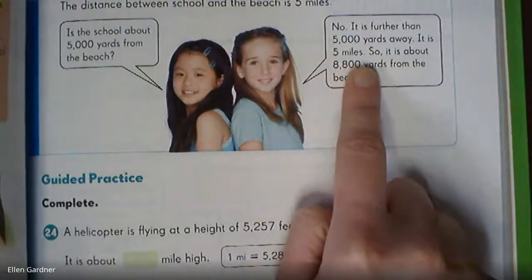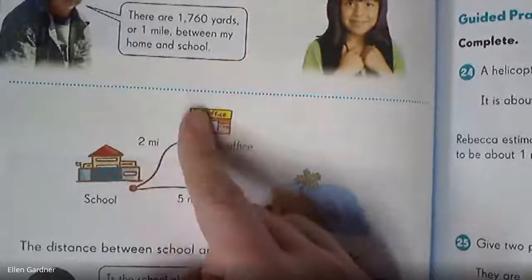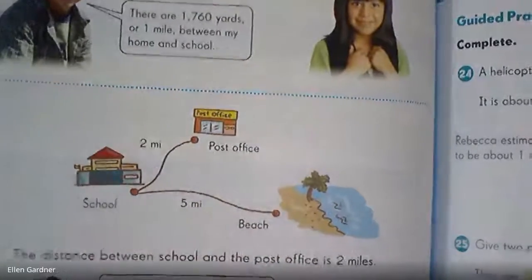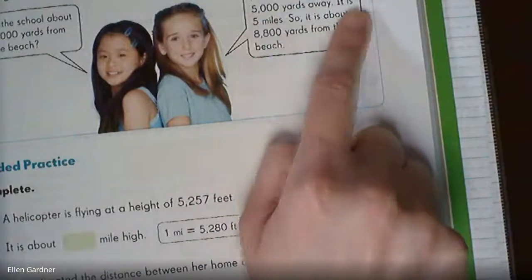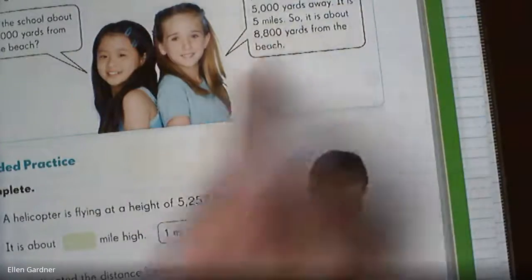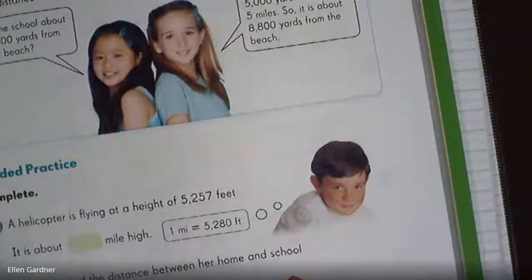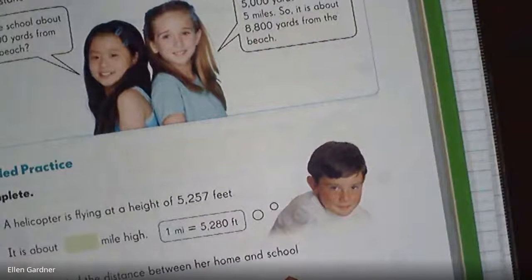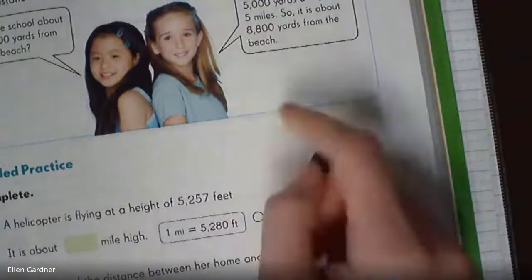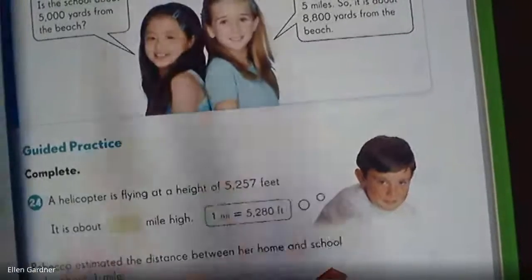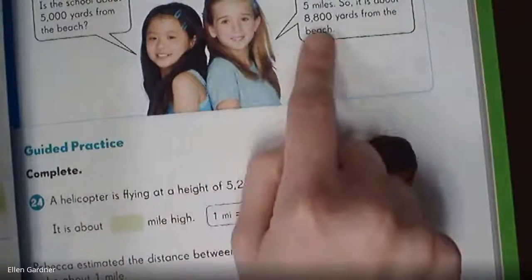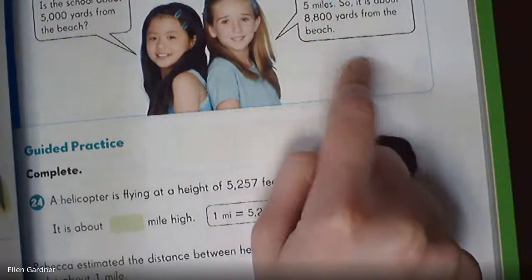It is 5 miles, so that's about 8,800 yards away. You could round up 1,760 yards to about 2,000 yards. If there's about 2,000 yards in 1 mile, that's going to be much closer to 10,000 yards altogether.